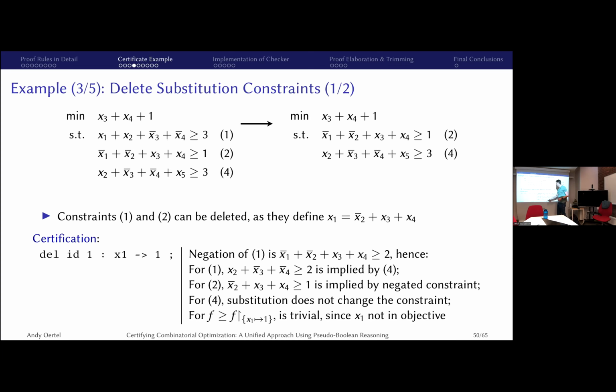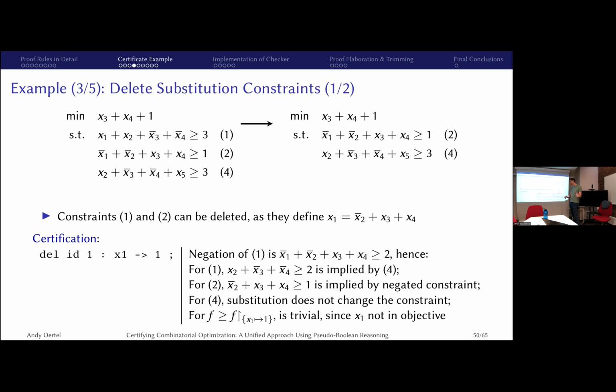And then constraint 4, well, the substitution does not affect it, so we have it on the left-hand side and right-hand side of the derivation. And then also the substitution does not affect the objective, so there we don't have any change. So this redundancy-based strengthening step is fine.